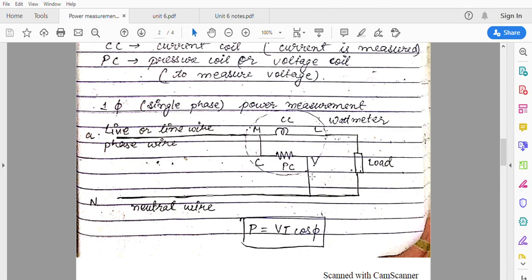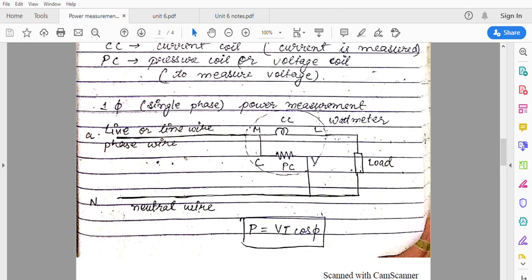So how are you measuring the power over there? You will be connecting a wattmeter, and the wattmeter is connected as such. This current coil is connected in series with the load in order to measure the current, and this pressure coil or voltage coil is connected in parallel with the load in order to measure the voltage. So M is the main, L is the load or line point, C is the common point, V is the voltage point, CC is the current coil, and PC is the pressure coil.